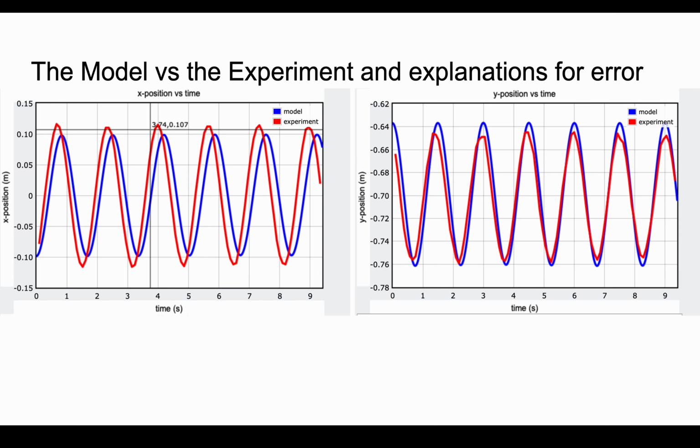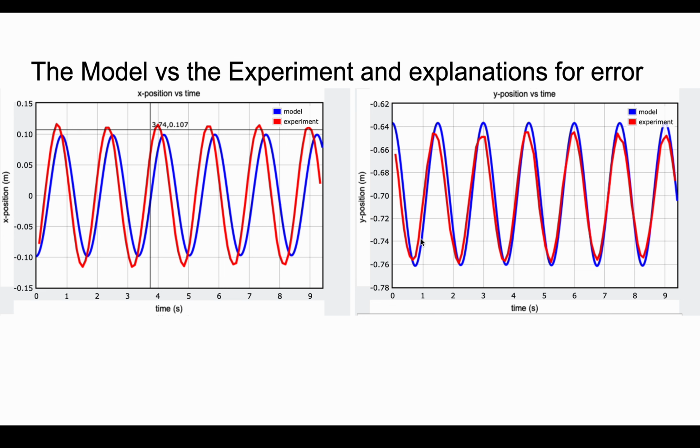And then here is the model versus the experiment and my explanations for error. As you can see in the x position, the model becomes less and less accurate compared to the experiment. This gap is growing. This is likely due to a force that was not accounted for in the model, which I think is air resistance. It's causing the net force that made it move initially to slowly slow down, so it reaches these peaks sooner because it's not traveling the same way, making the model greater and less accurate.